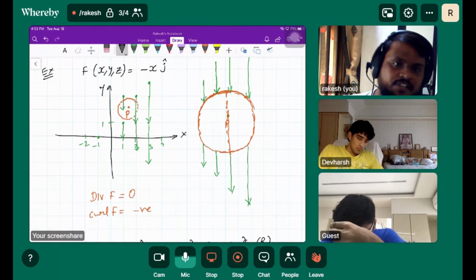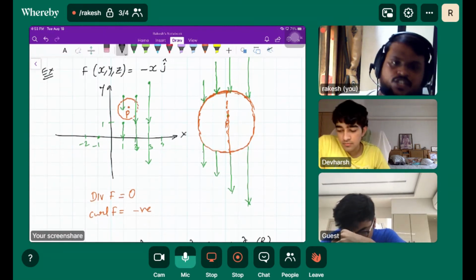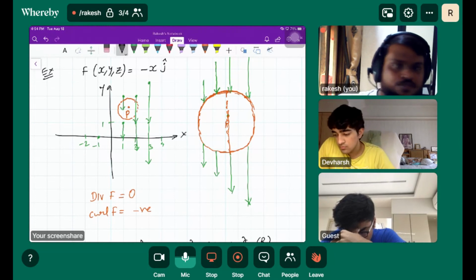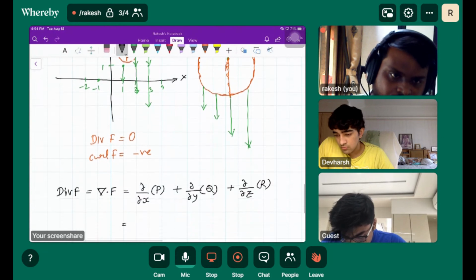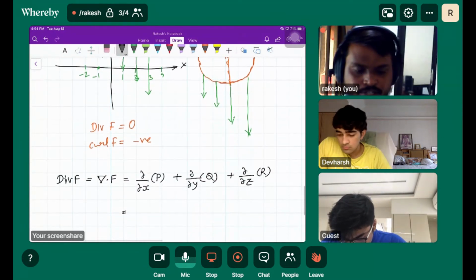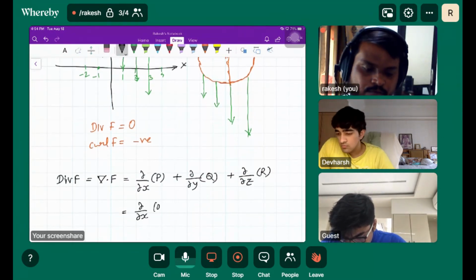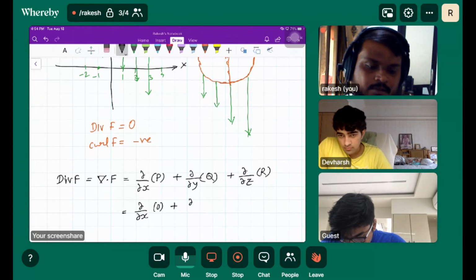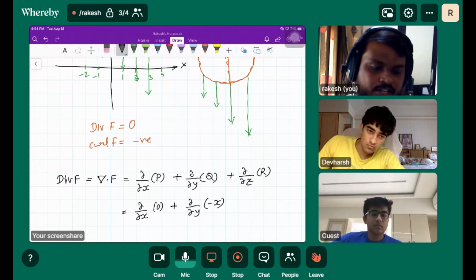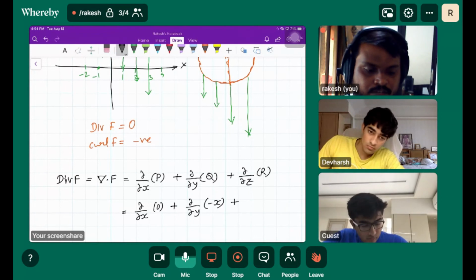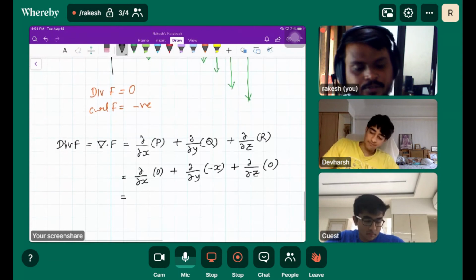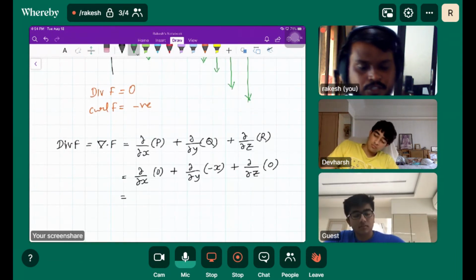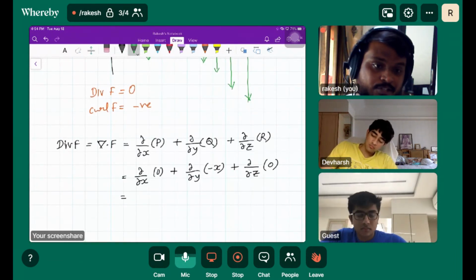The given vector field is minus x j. There is no x component. Don't confuse this x term; that's the y component basically. There is no x component. So partial derivative of 0 with respect to x, plus partial derivative of minus x, that's the y component, with respect to y, and partial derivative of 0 again with respect to z. Now, do you know this, like del 0 with respect to x?